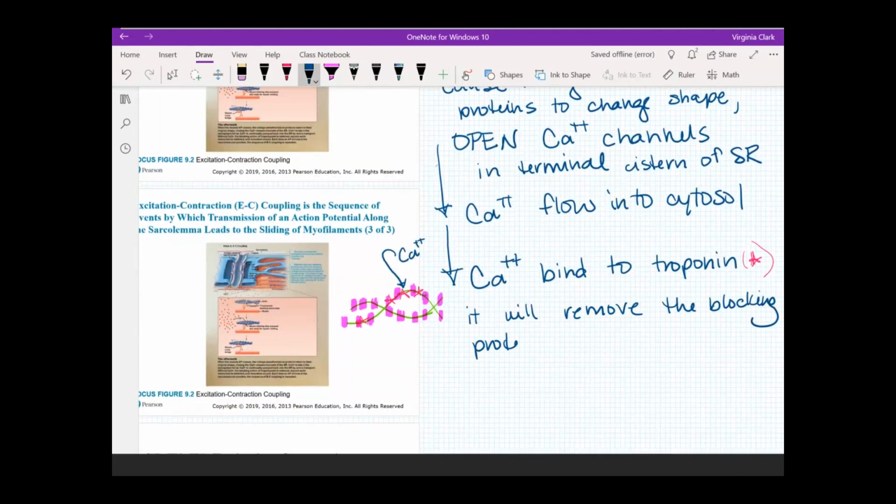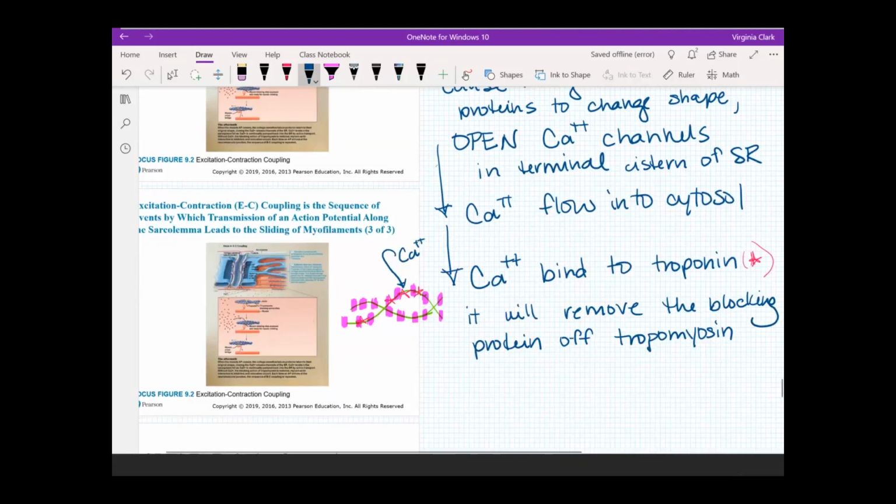So it binds to troponin and then it will move troponin. And it will move the troponin, or the blocking protein, off the tropomyosin, which was the green string that the actin filaments were attached to. So basically, calcium will bind to troponin. Troponin will move, and it takes the blocking protein off of tropomyosin. And as it does that, it essentially opens tropomyosin.